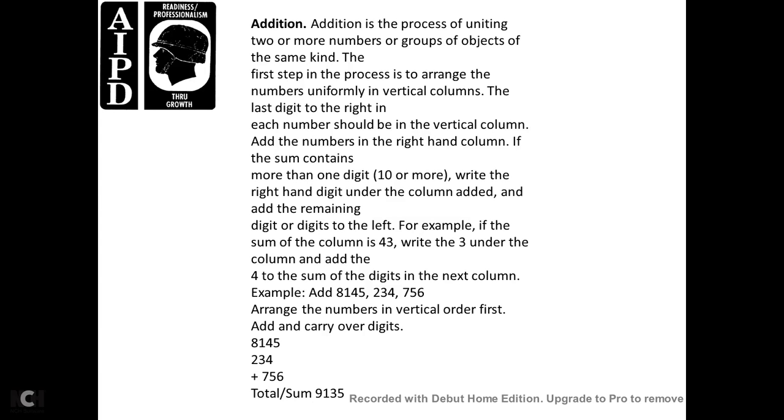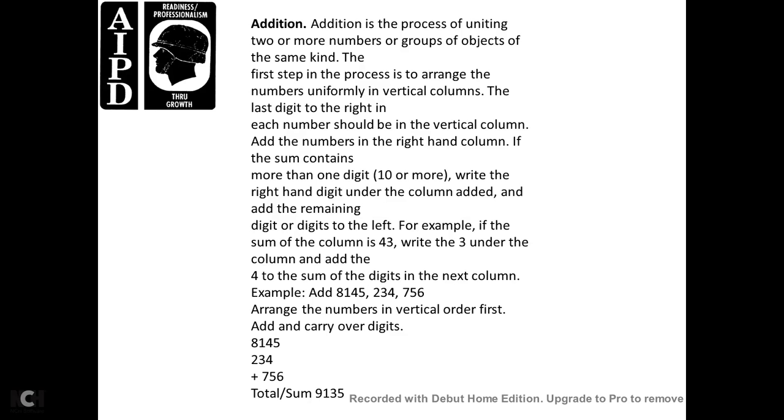Addition is the process of finding the sum of two or more numbers, the group of objects with the chain of the count. The first step of the process is arrangement: the numbers in uniform vertical columns with the least significant digit on the right. Each second number should be vertical, and add the numbers in the right-hand column. If the sum contains more than 10, write the right-hand digit under the column added, and add the remaining digit to the left.